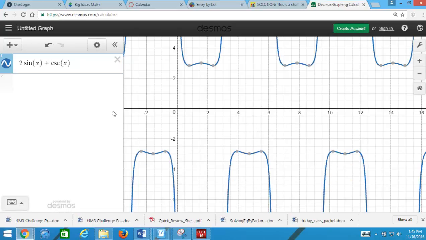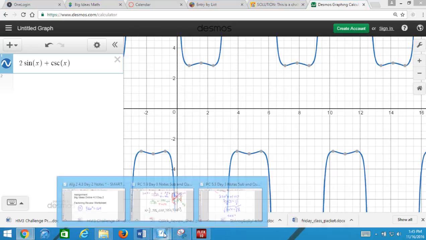There are no x-intercepts. No solution. So the question is, where does that equal 0? But the answer is it doesn't. So there is no solution for that particular question. When you graphed it, it verifies the fact that there is no solution because there's no x-intercepts.